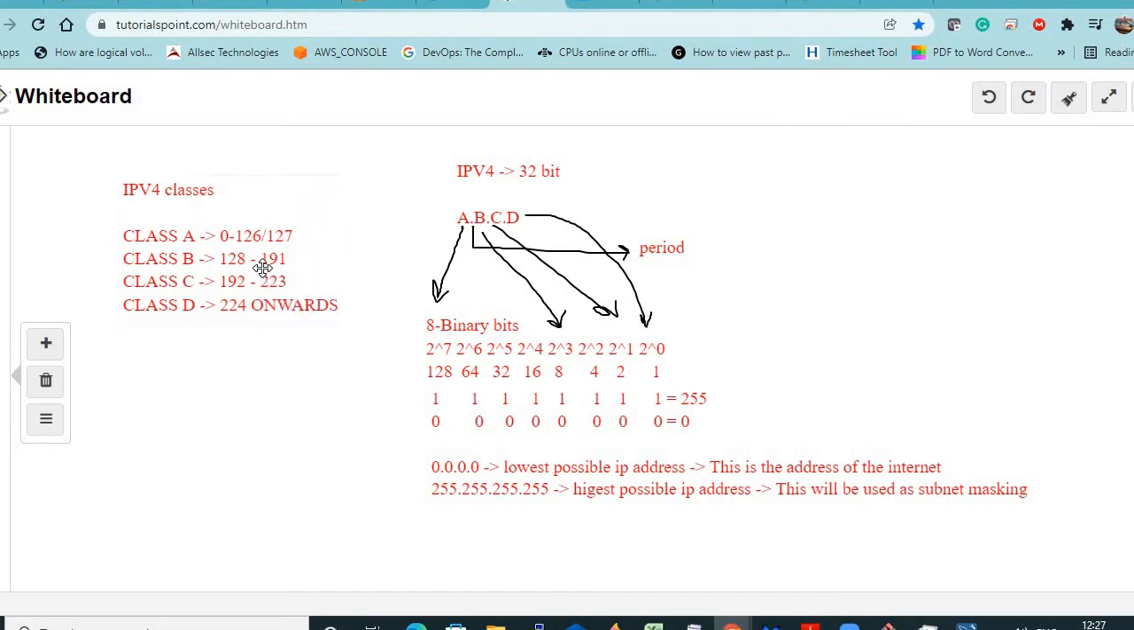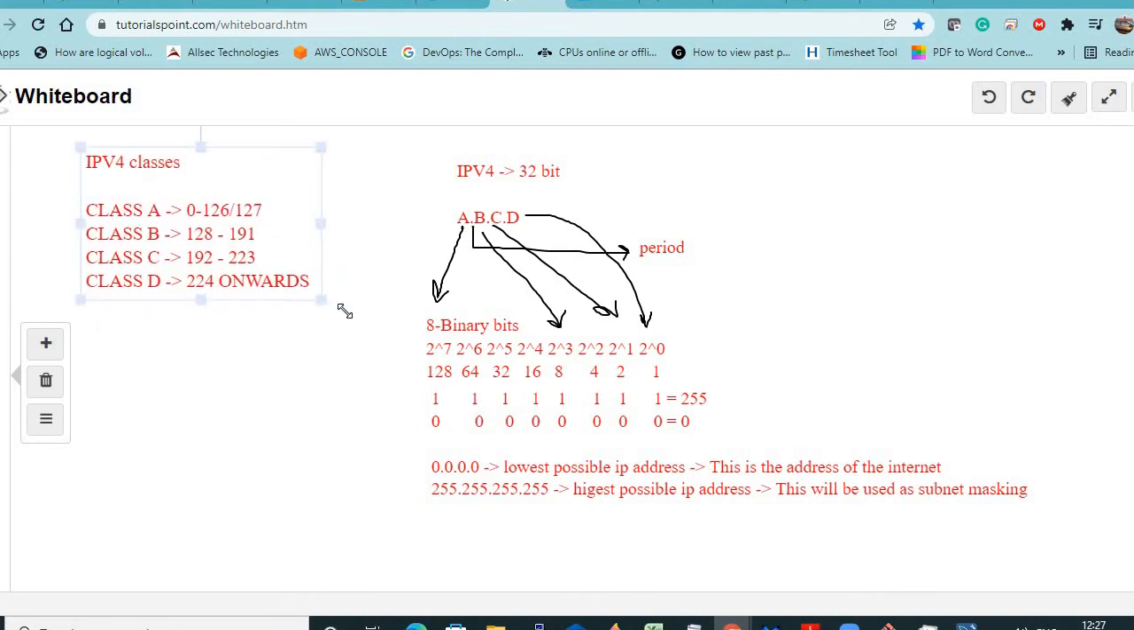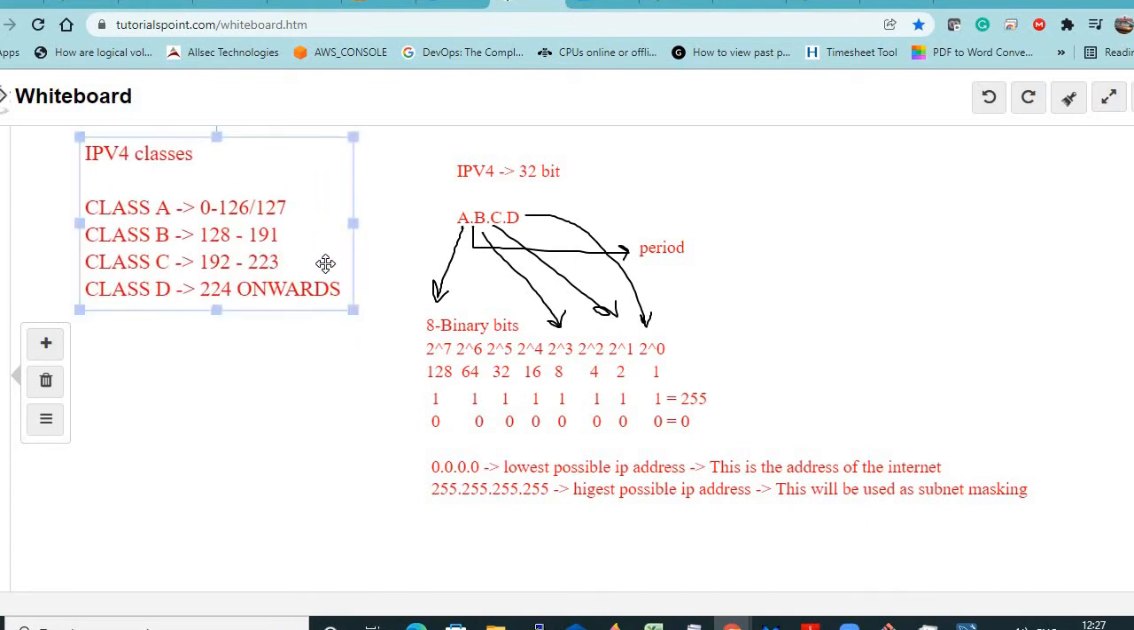Now we are in an era of classless inter-domain routing. So forget about classes. Nowadays we don't use classes that much. Now along with this numbering, they also made one more rule. What is that rule? They said that if you are going to use class A, then your subnet mask should be /8. I'll tell you what the subnet mask is later.